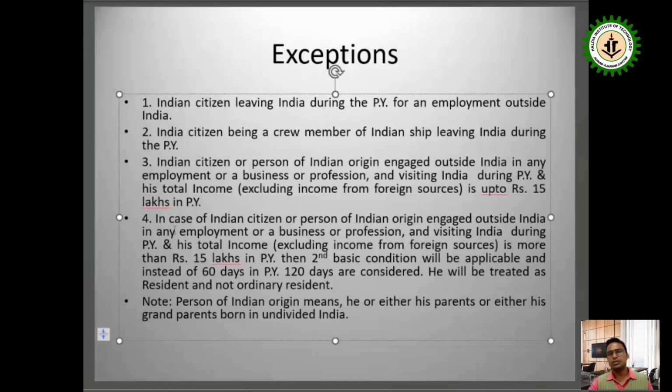Now the fourth exception. In the case of an Indian citizen or person of Indian origin engaged outside India in any employment, business or profession and visiting India during the previous year, whose total income excluding income from foreign sources is more than 15 lakh. It is the same as the third exception, but one thing is different: the total income is more than 15 lakh during the previous year. Then we will consider the second basic condition.